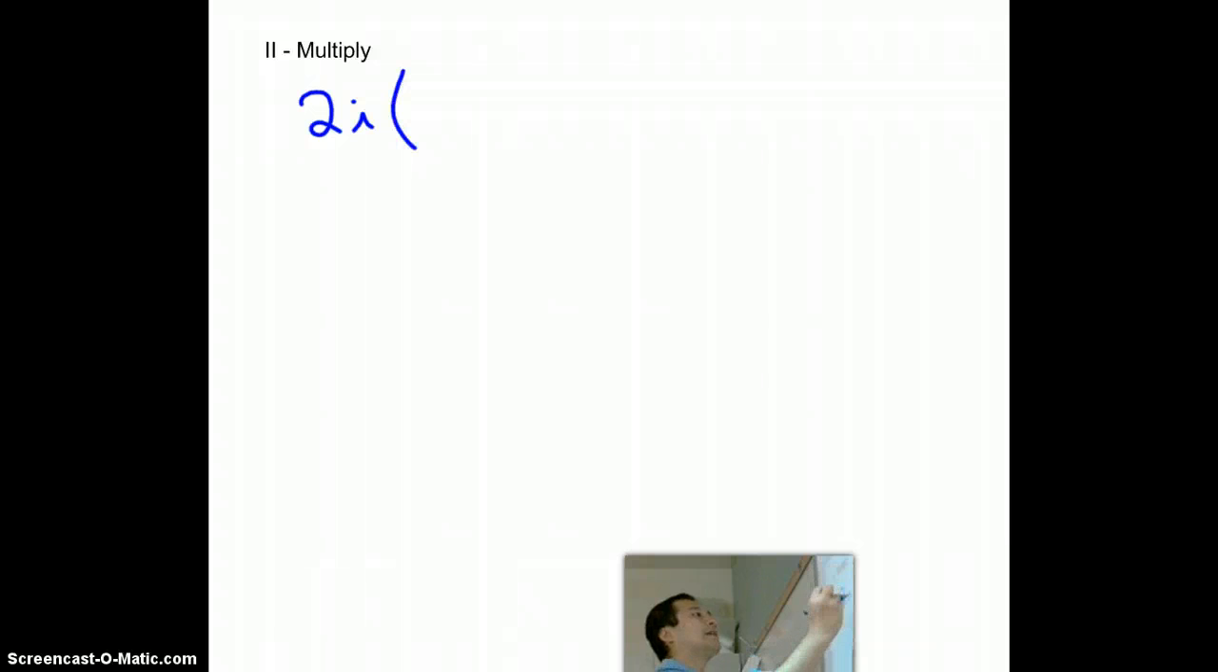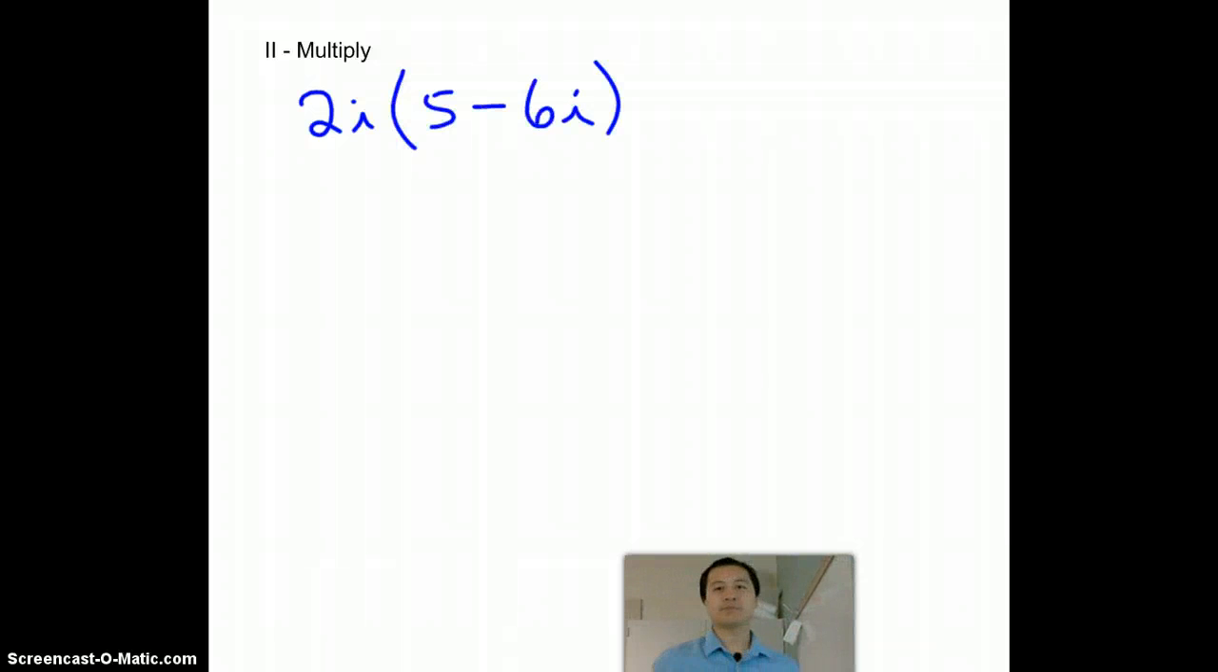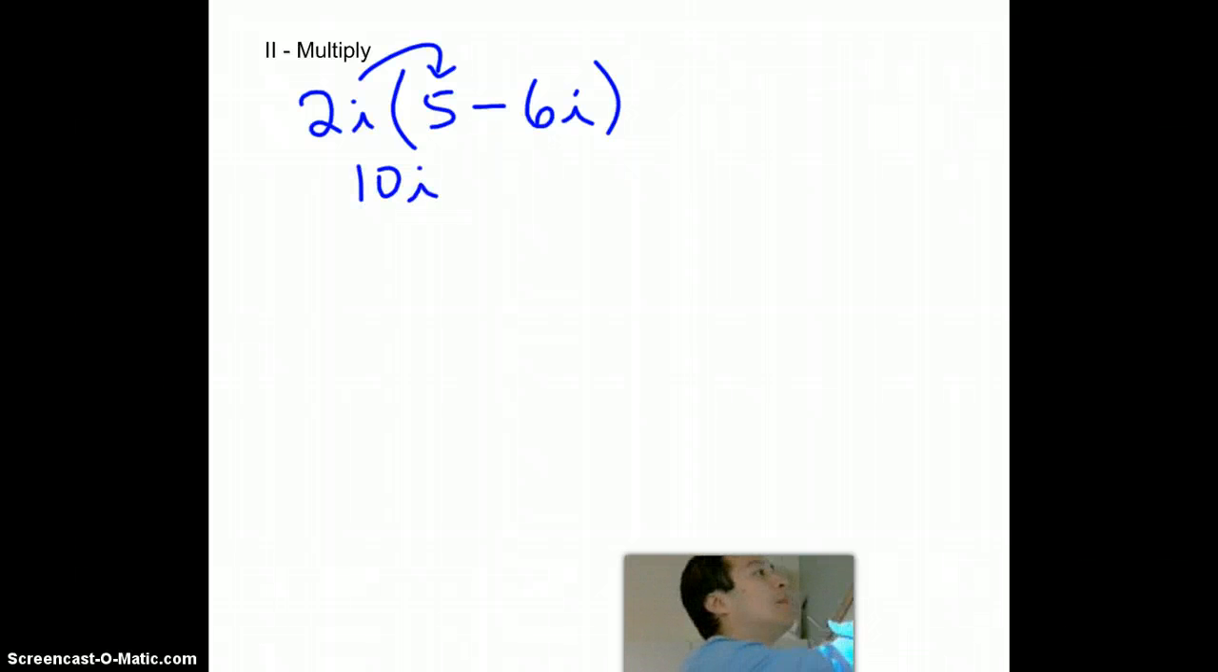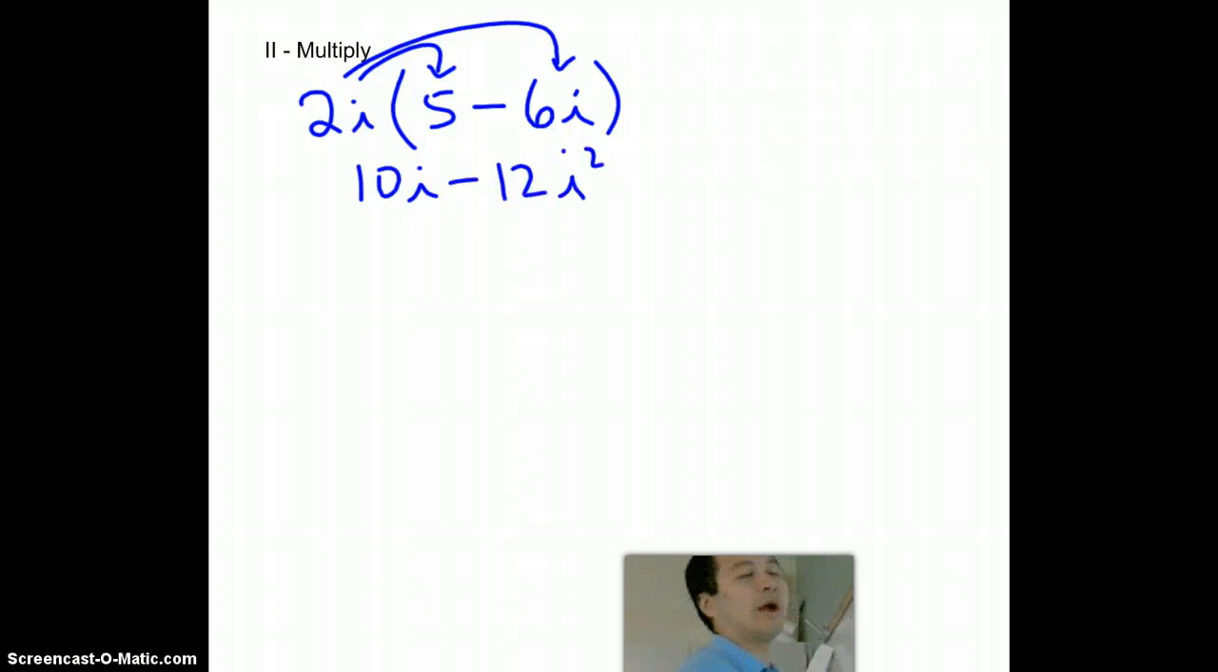Let's talk about multiply. So how do you multiply imaginary numbers? Same thing you do with variables. Take a look. Let's say we had 2i times 5 minus 6i. Multiply here, that becomes 10i. Multiply here, that becomes a negative 12i squared.